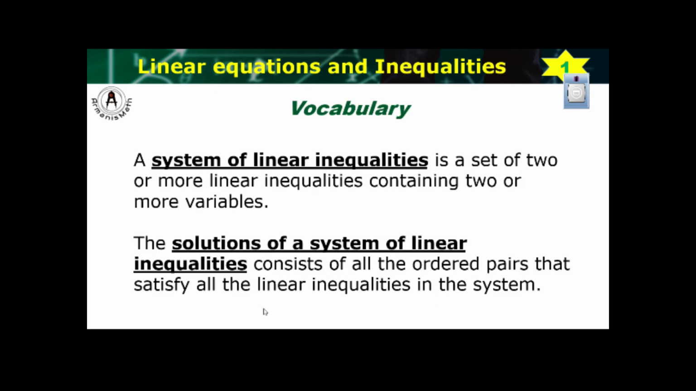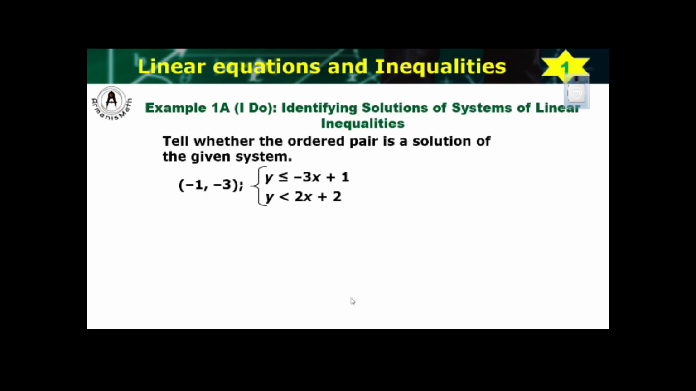All right. So here's some vocab. A system of linear inequalities is a set of two or more inequalities that contain two or more variables. A solution of a system of linear inequalities consists of all ordered pairs that satisfy all the linear inequalities. The word satisfy means you plug it in and it makes sense. Remember, this is going to be in a video, so don't rush through writing. You could write in shorthand.